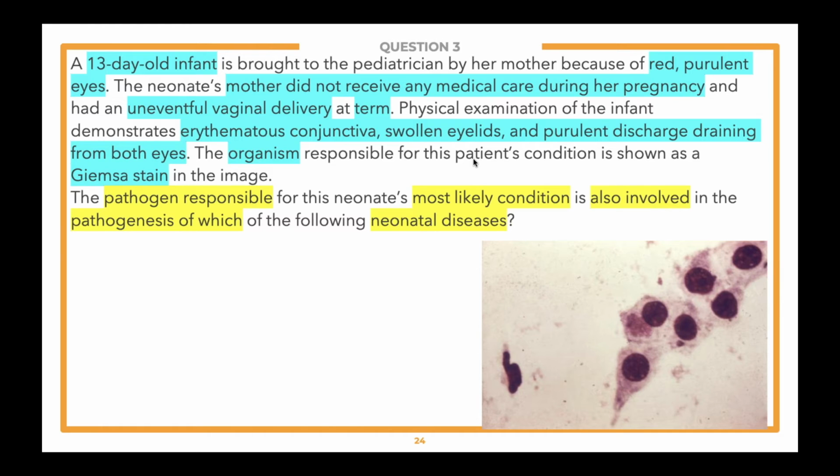Now, this question is a little bit more convoluted. It's asking about the most likely condition that this patient has, about the pathogen responsible for that, and what other neonatal disease it's also involved in the pathogenesis of. So I think we've got a couple steps here. One, we've got to figure out what this patient's most likely condition is. Two, what is the pathogen responsible? And then three, what other neonatal disease is it also involved in? So I think a three-step question here. Let's go ahead and take a look at those answer choices.